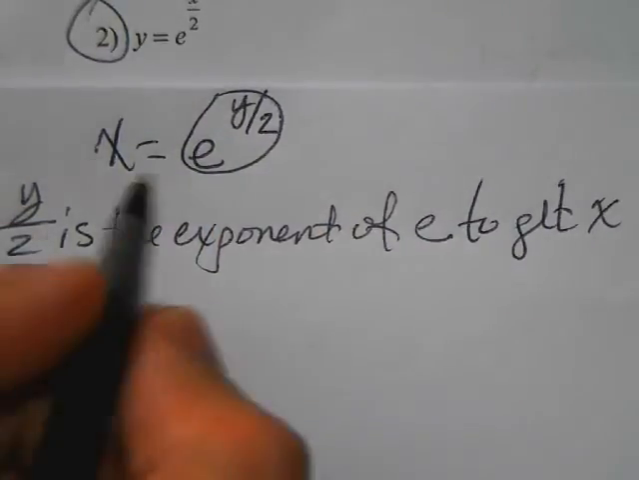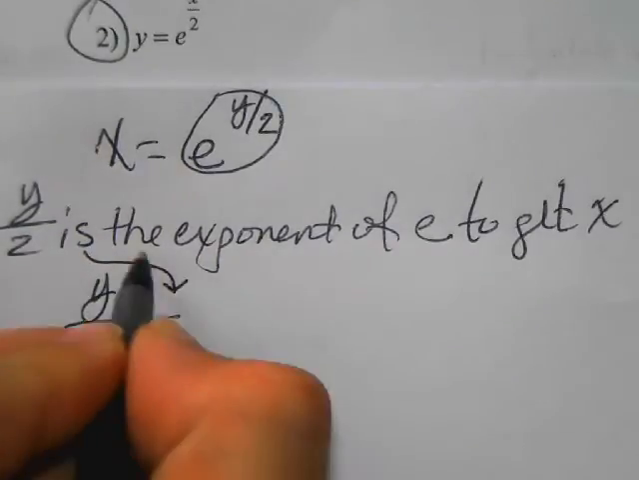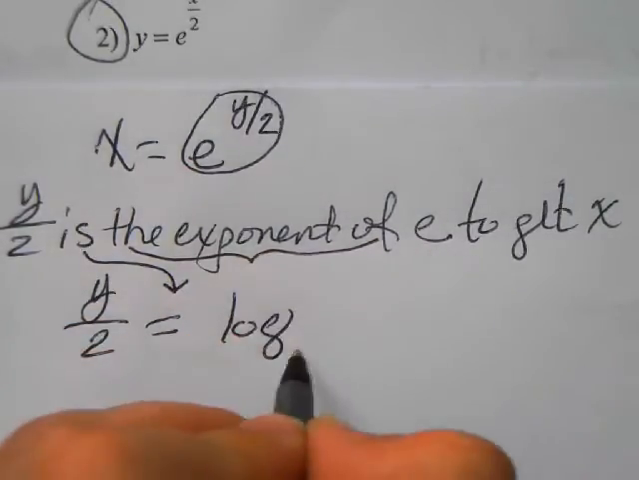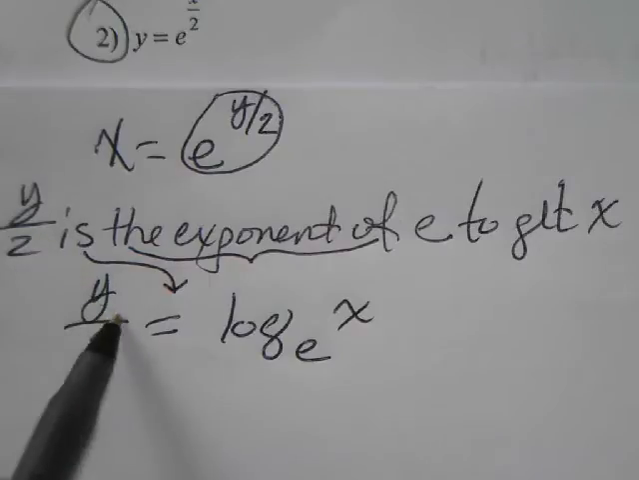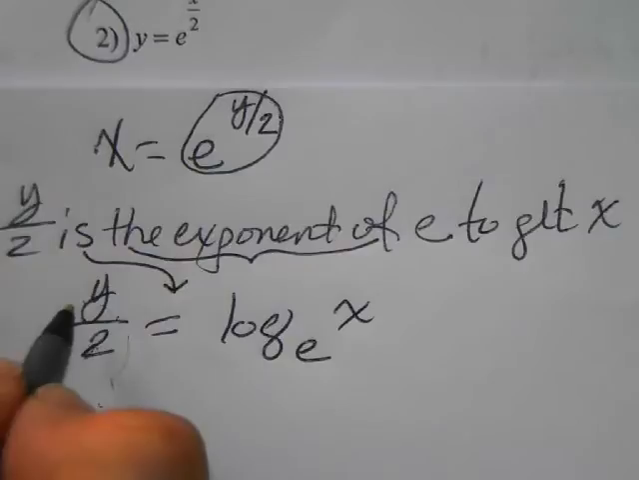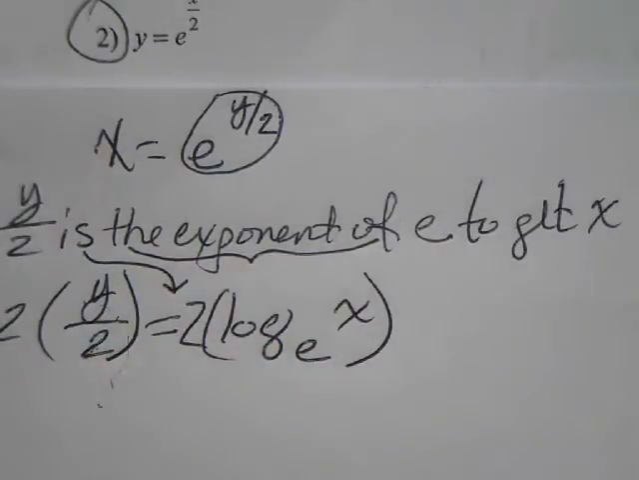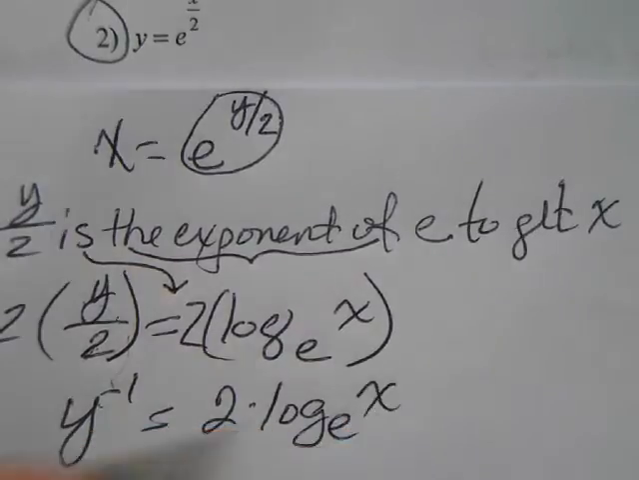So as we translate this, it moves into y over 2 equals log in base e of x. And I can see that my new inverse function that I'm creating is being divided by 2. So to fix that, I'm going to multiply both sides by 2. And I get y, that's the inverse, is 2 times log in base e of x.